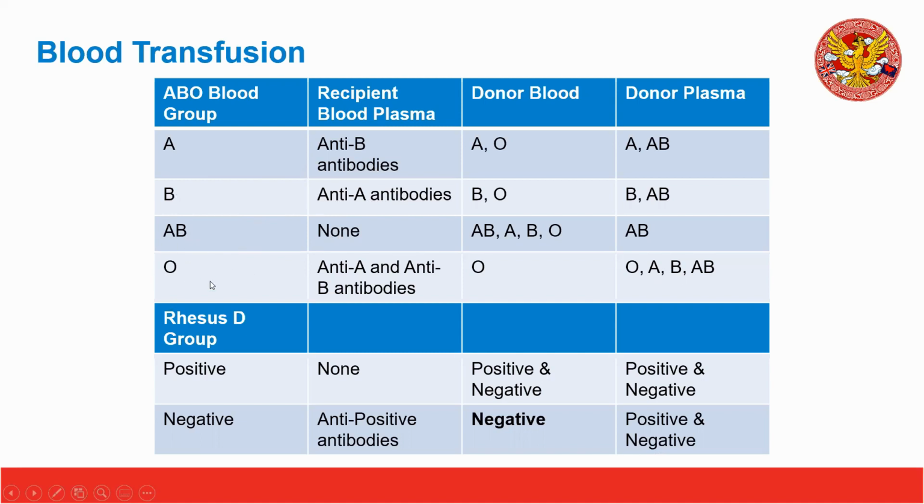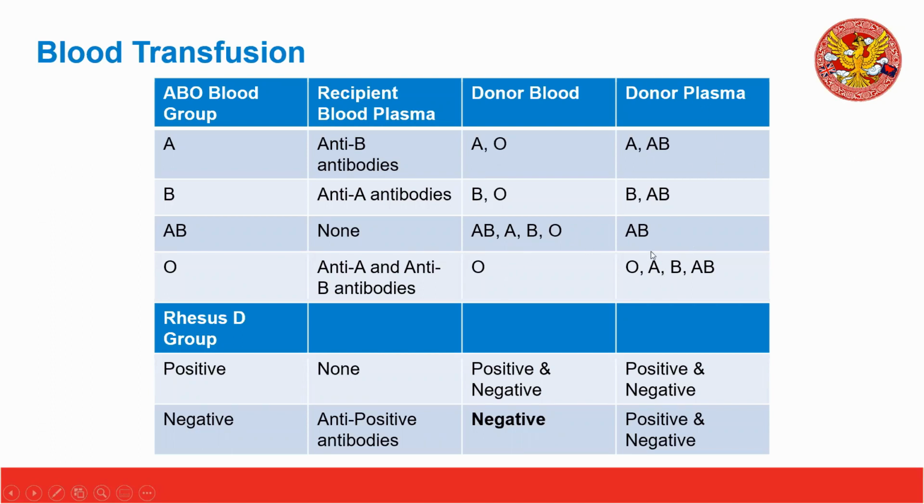And finally, blood group O doesn't have any antigens, so you get anti-A and anti-B antibodies. In terms of what you can receive, group A can receive A and O. You can receive your own kind of blood, and you can receive O blood because O blood doesn't have any antigens. Group B can receive B and O. AB can basically receive everything, and O can only receive O blood.